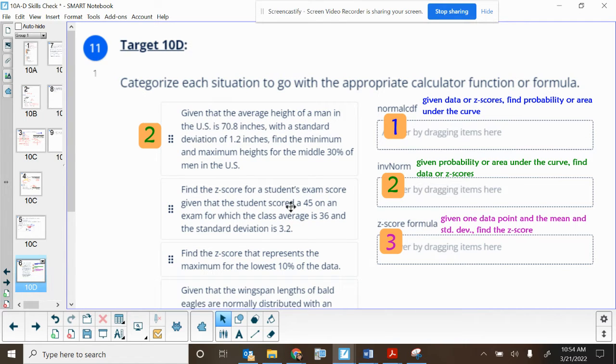Situation 2 says find the z-score for a student's exam where they scored this and the average is this and the standard deviation is this. So I'm just going to use the z-score formula.